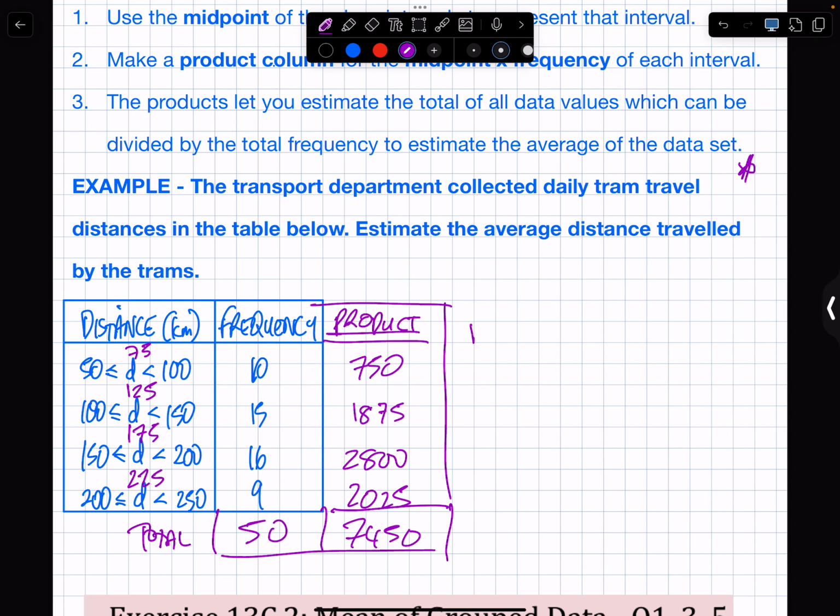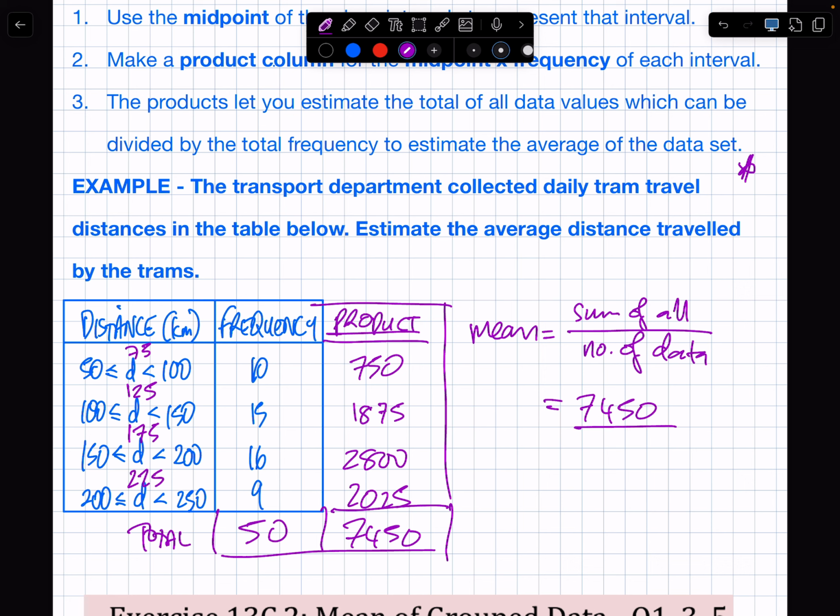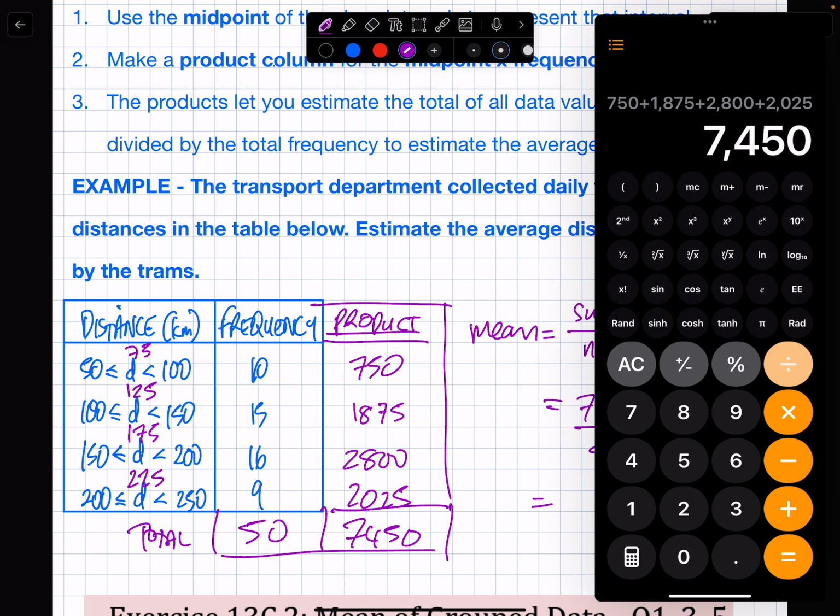So what was the mean? Mean equals the sum of all divided by the number of data. In my estimation, what is the sum of all? 7450. How many bits of data were there according to this? There were 50. So 7450 divided by 50 is 149.